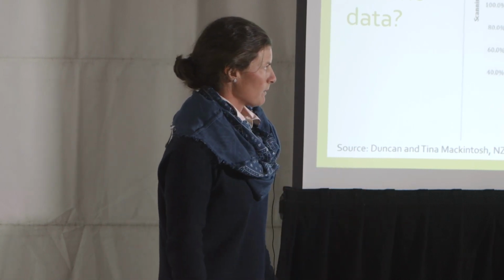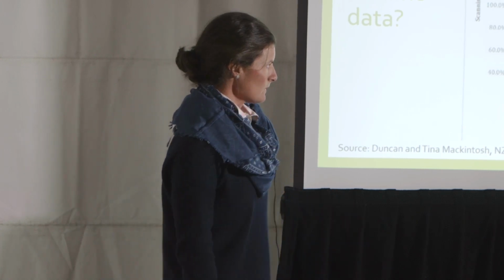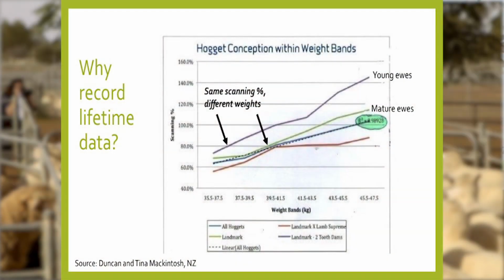So they knew this, they then joined the lambs as ewe lambs, and to get 80% in lamb of the lambs that were born from maidens, they really only had to be 37 or 38 kilos to achieve 80% in lamb, whereas lambs born from the mature ewe are up around 40 kilos.